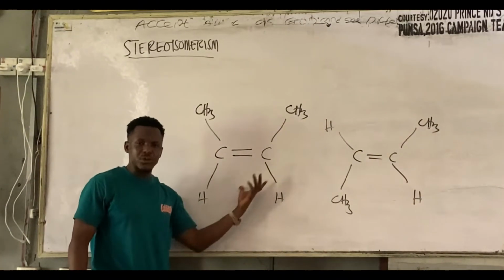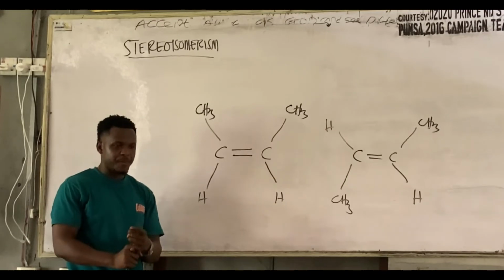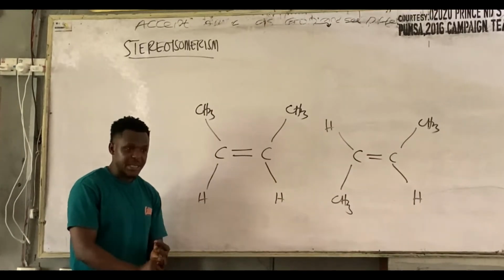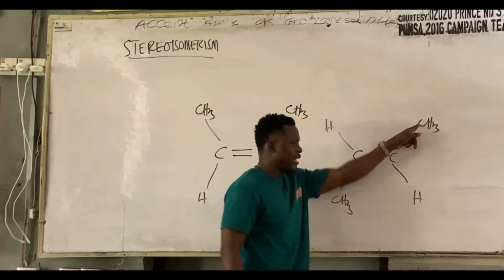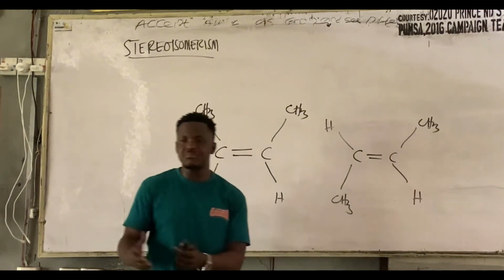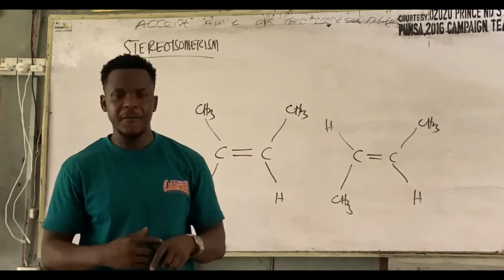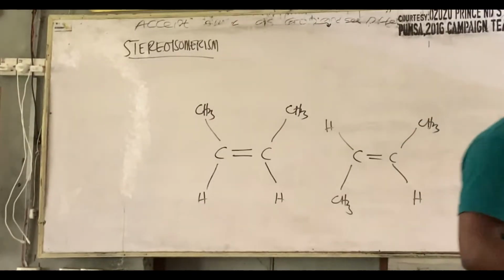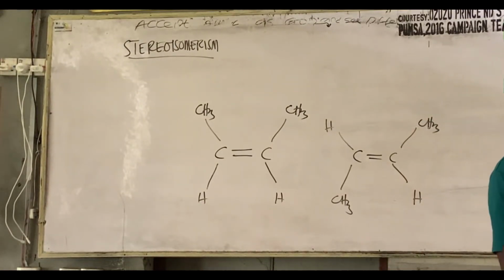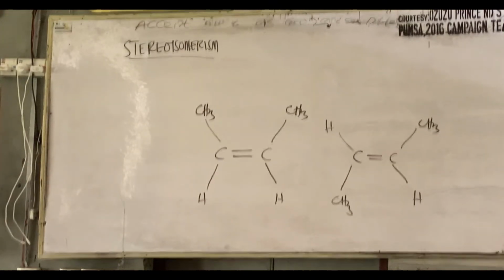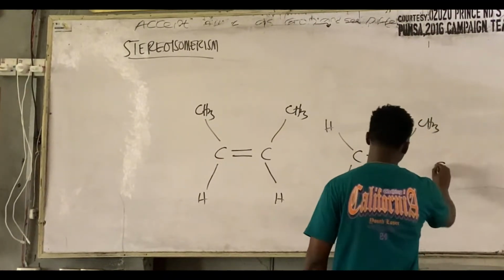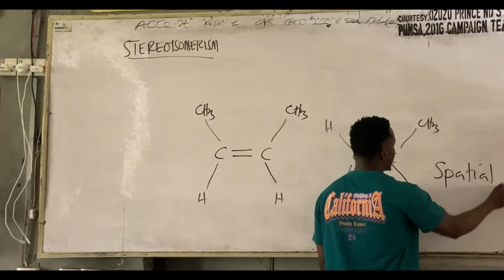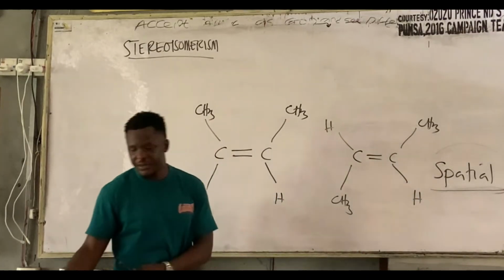So what is the difference between both of these? Their structure is the same. Their molecular formula is also the same. What differentiates them is their arrangement in space. Somebody asks what makes a stereoisomer different from a normal isomer? In the case of a normal isomer, same molecular formula, different structure. Stereoisomer, same molecular formula, same structure, different arrangement in space. Sometimes people use physical arrangement, spatial, or space arrangement.